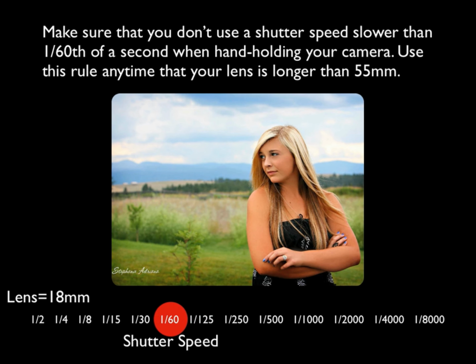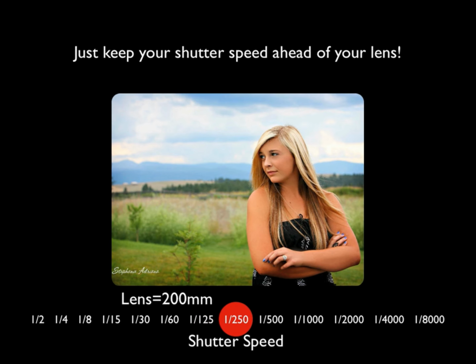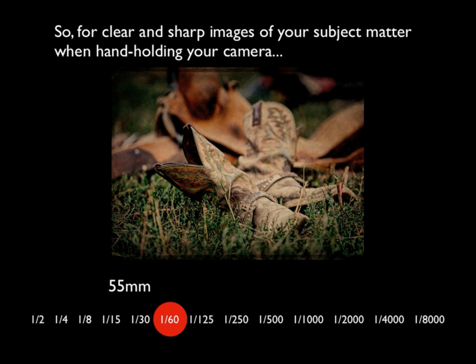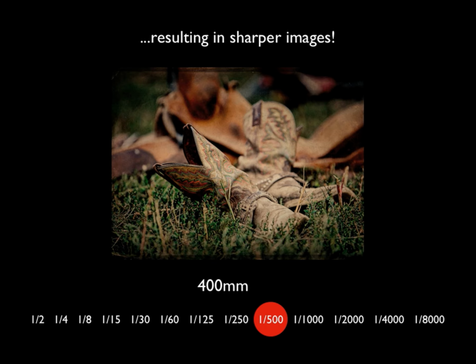Make sure that you don't use a shutter speed slower than 1/60th of a second when hand-holding your camera. Use this rule anytime that your lens is longer than 55mm. Just keep your shutter speed ahead of your lens. So, for clear, sharp images of your subject matter when hand-holding your camera, just keep your shutter speed faster than your lens, resulting in sharper images.